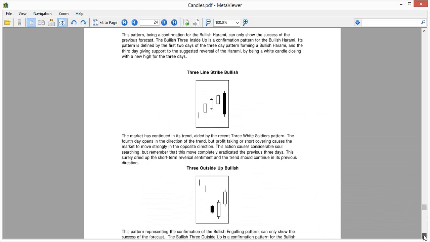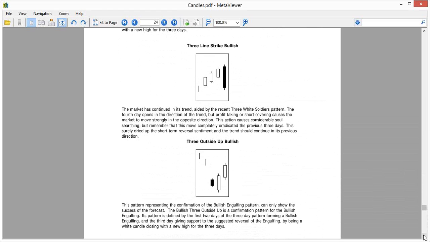3-line strike bullish. The market has continued in its trend, aided by the recent 3 white soldiers pattern. The 4th day opens in the direction of the trend, but profit taking or short covering causes the market to move strongly in the opposite direction. This action causes considerable soul searching, but remember that this move completely eradicated the previous 3 days. This surely dried up the short-term reversal sentiment, and the trend should continue in its previous direction.